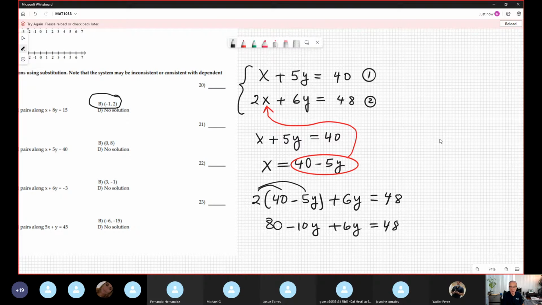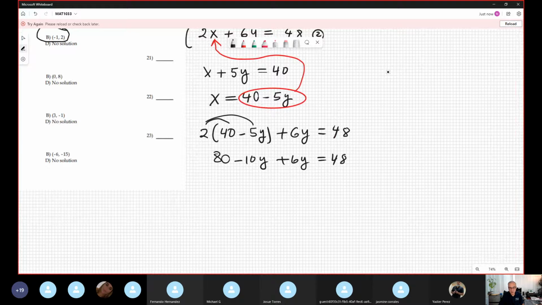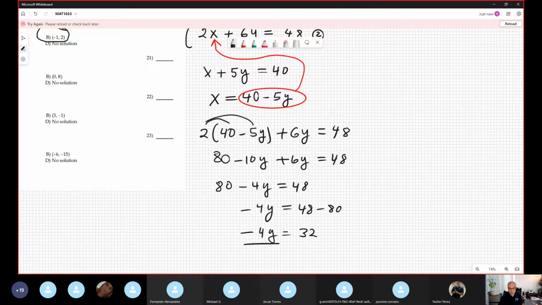Ready to combine. Minus 10 plus 6 is negative 4. Okay, minus 4y then is equal 48 minus 80. 32. Negative 4y, subtracting here, is 32 positive. Divided by negative 4 both sides. y alone is equal negative 8. Now substitution here is obvious. It's the best way, no?